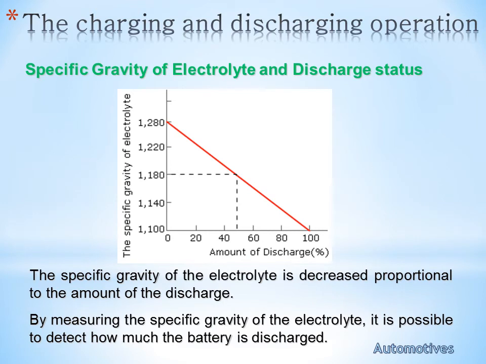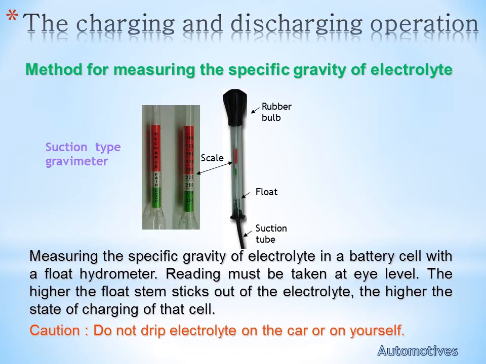The structure of the lead acid battery. Specific gravity of electrolyte and discharge status. The specific gravity of the electrolyte is decreased proportional to the amount of the discharge. By measuring the specific gravity of the electrolyte, it is possible to detect how much the battery is discharged.